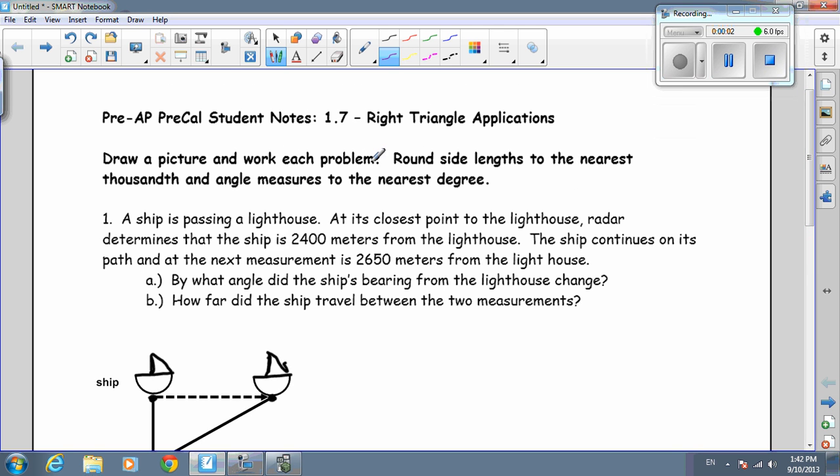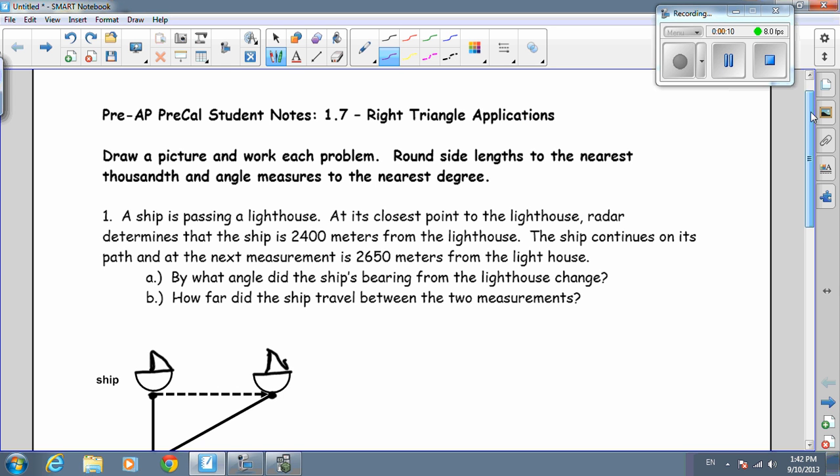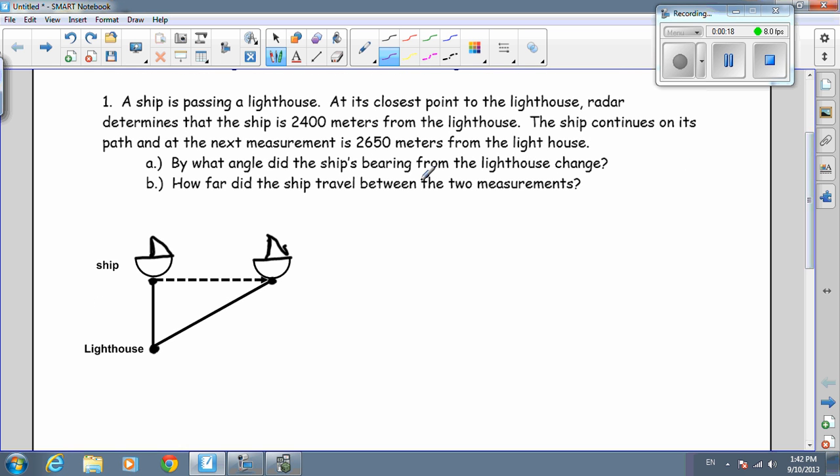Hello guys, we will work today on our 1.7 notes and its right triangle application. For each problem, my goal is to draw a nice diagram or picture that can easily be interpreted to help me solve this problem. First problem says a ship is passing a lighthouse. Notice that I already drew my ship, and at its closest point to the lighthouse is located here.